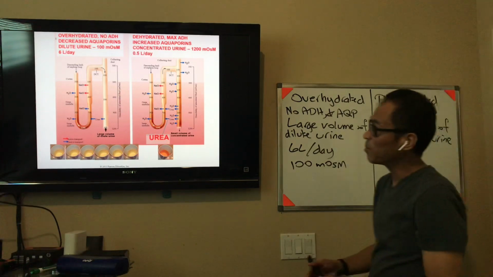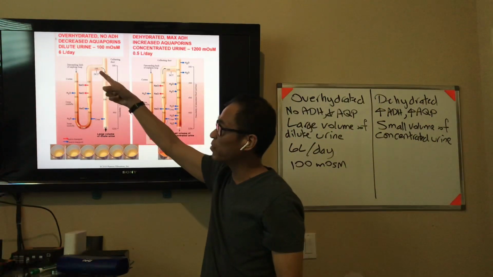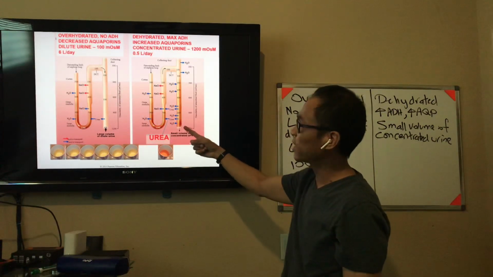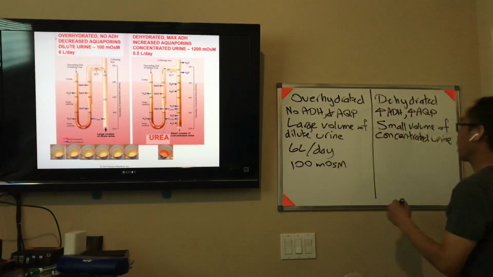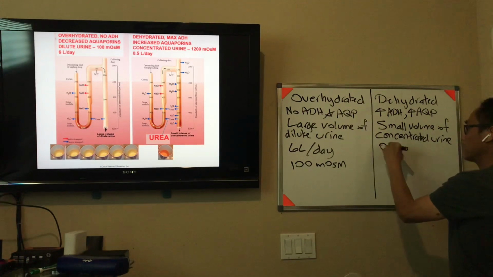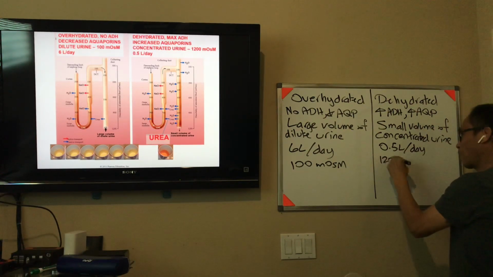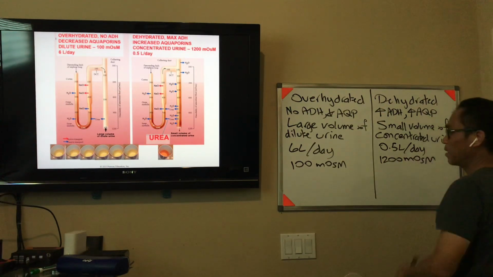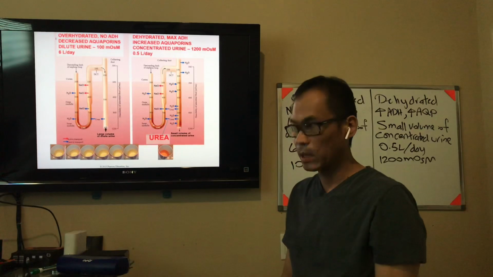That's why you see more water leaving on the way down there, not so much here. It enters 100, leaves 100. Here, you can concentrate it as high as 1200 milliosmolarity. So maybe the output would be 0.5 liters per day at about a concentration of 1200 milliosmolarity. So that's the range of physiological function that the kidney can do, concentrated or dilute urine.